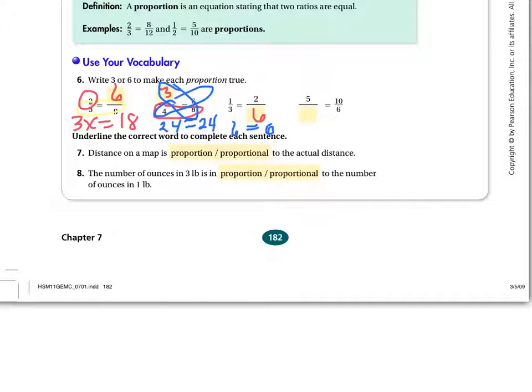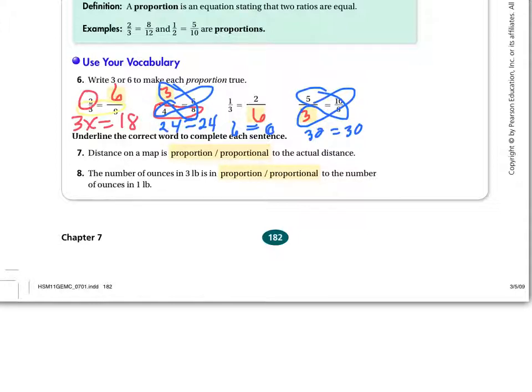Then look at the 10 and the 5 in the last ratio. What did you do to 10 to get to 5? Divide by 2. And so 6 divided by 2 is 3. And then our cross products, 5 times 6 is 30, and 3 times 10 is 30. So my cross products are equal. So that should all be a review, true?